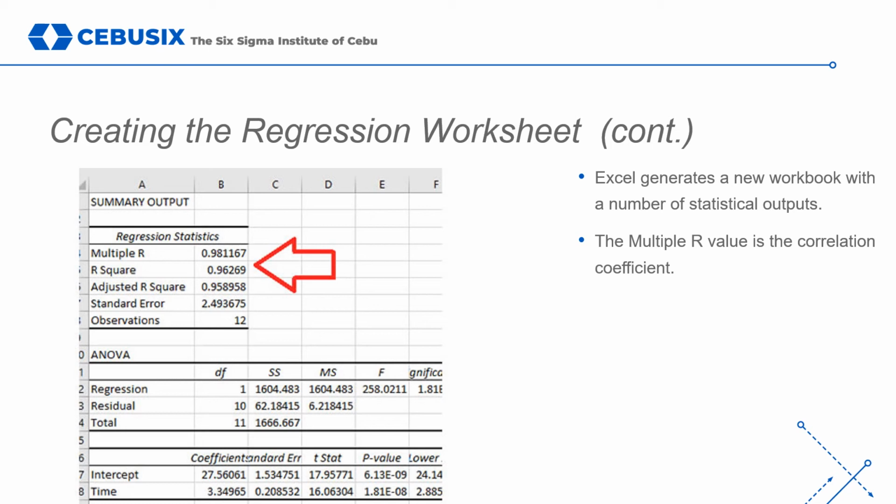The multiple R value at the top of the summary is your correlation coefficient, and there is a strong positive correlation between time and temperature A. The R squared number is the coefficient of determination. It is 0.96, which means almost all the variation in temperature in this data set is related to a change in time.